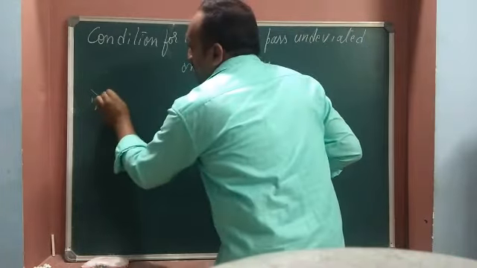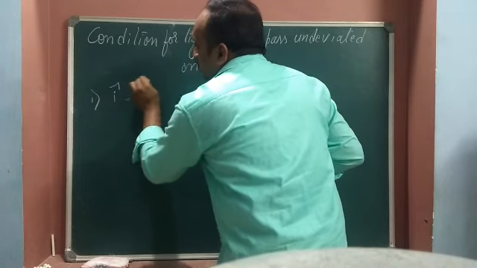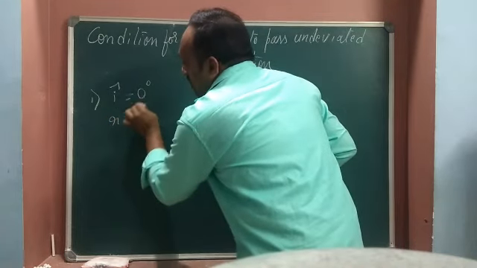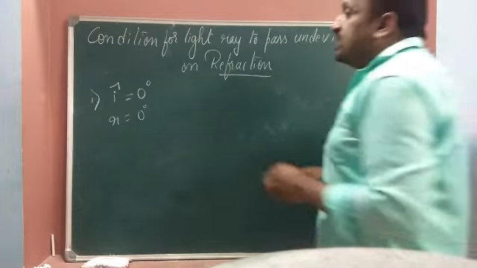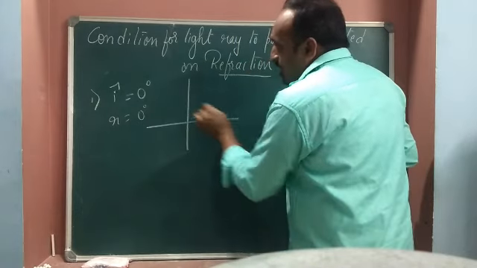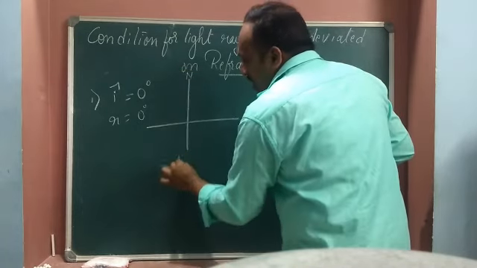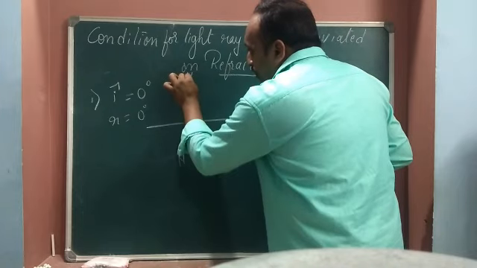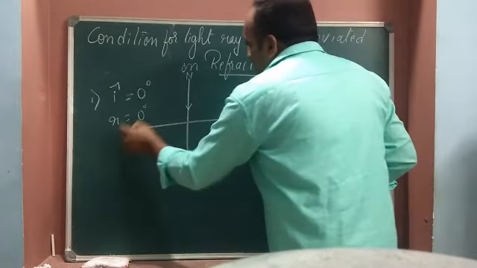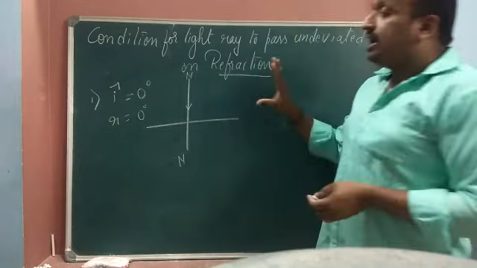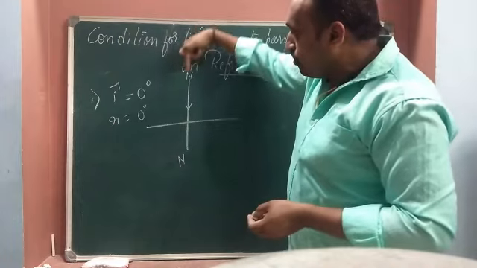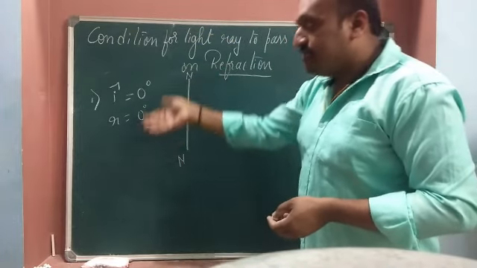First one, when the angle of incidence is equal to 0 degree, then the angle of refraction will also be 0 degree. So this is called normal incidence. It is very clear, if the ray of light is incident on the normal, here i is equal to 0, r is equal to 0, hence at this condition the ray of light will pass through the medium without deviation.